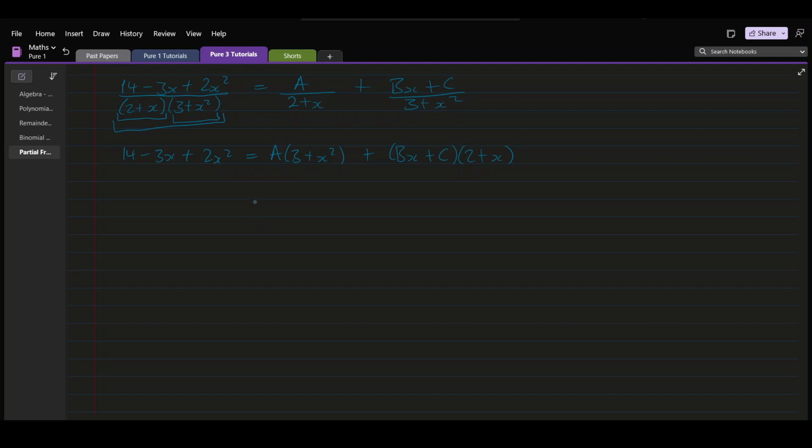Okay, and now we'll follow the same steps as in the first example. So let's look for a bracket that we can eliminate. So 2 plus x looks like an easy one.